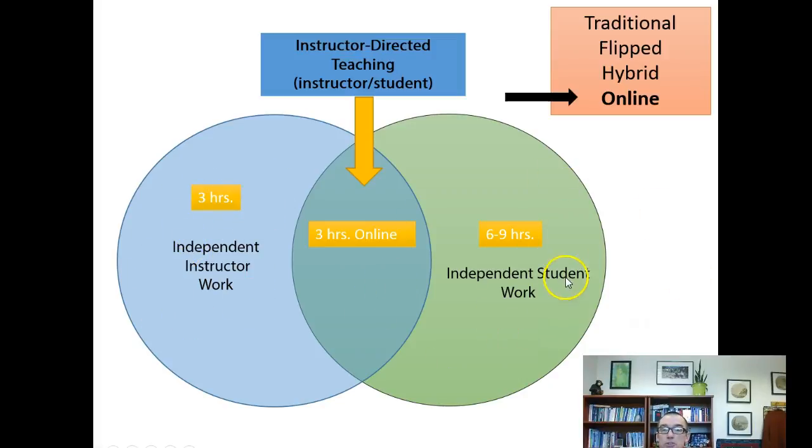Then there's the homework students do, right? All the work that they do outside of the classroom. And then there's this, again, for a face-to-face class, this instructor-directed teaching. In a face-to-face class, this would be the actual class time. So in a 3-credit quote-unquote lecture course, this would be 45 hours during the semester where you're meeting live with your students. And the Higher Learning Commission calls this instructor-directed teaching.